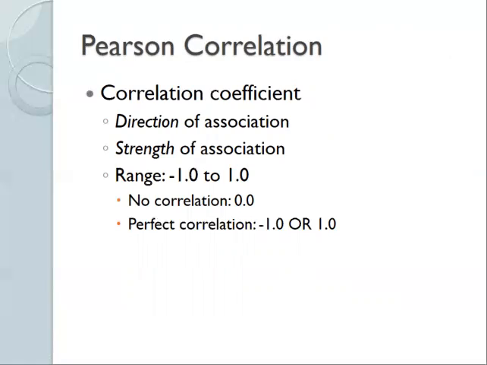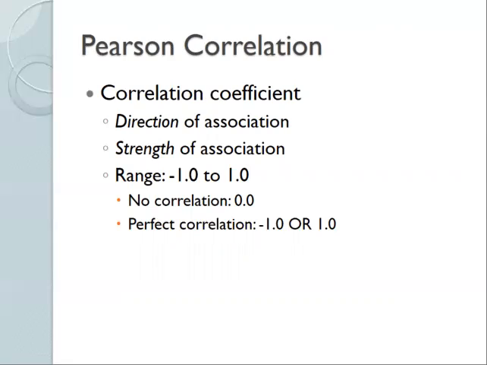So the direction is: when one increases, does the other increase or decrease? If we're talking about inter-observer reliability, then one would hope that if one observer ranked a child as more aggressive, so would the other one. And then the strength is how fast the other increases or decreases. So you can get a correlation coefficient, which is a statistical measure of association.